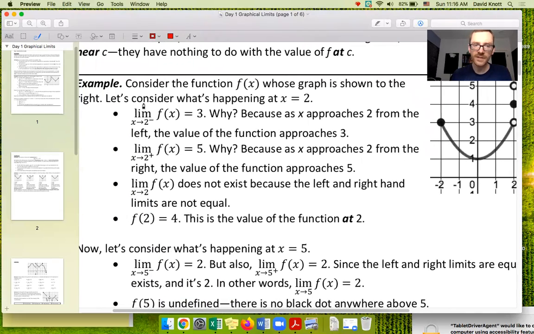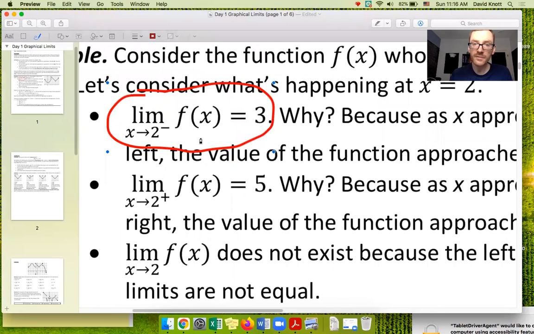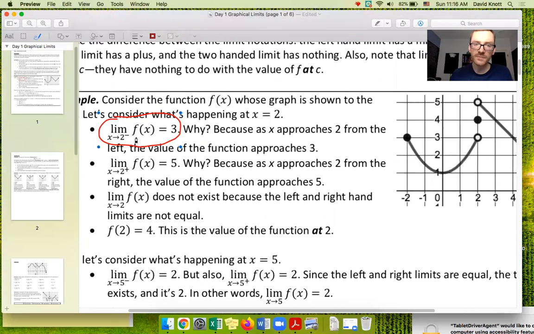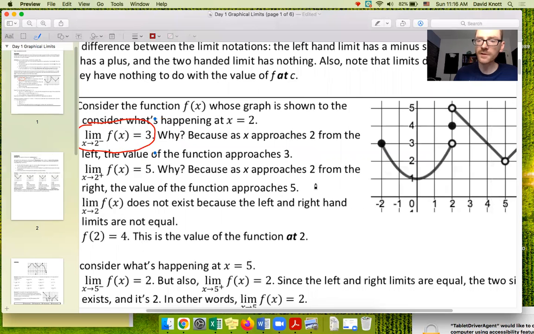So let's have a look at this guy right here. This is the limit as x approaches 2 from the left. And I say from the left because, as you can see, you've got this minus sign above the 2. And I claim that the limit as x approaches 2 from the left, this limit right here, is equal to 3. Now, why is it equal to 3? Because let's remember what the limit as x approaches 2 from the left actually means from the definition. The limit as x approaches 2 from the left simply means the following.